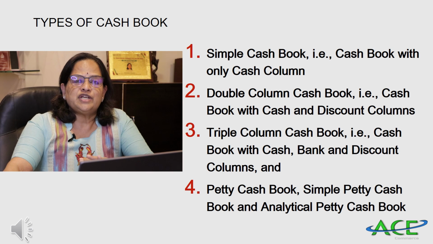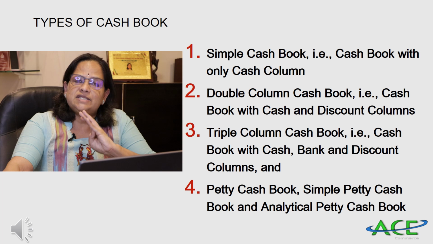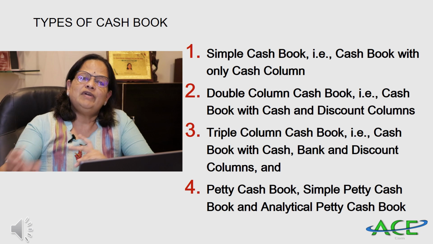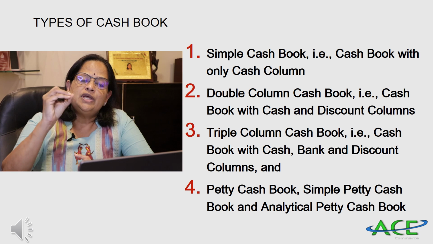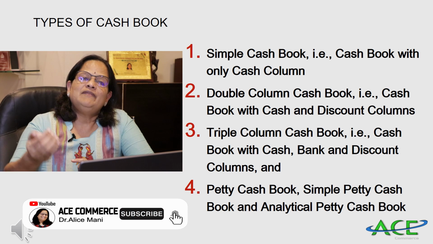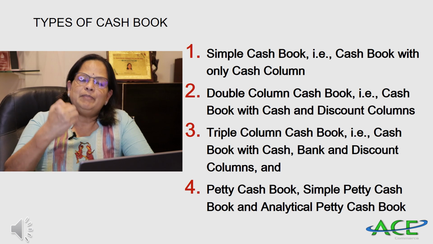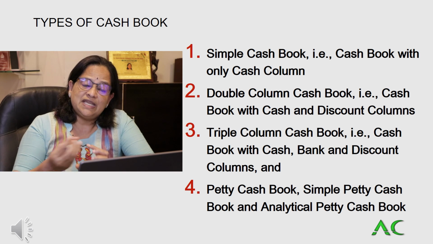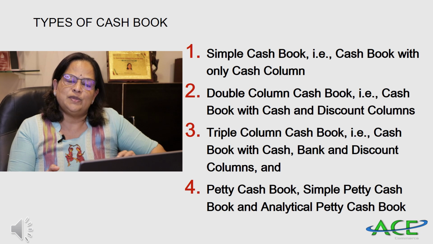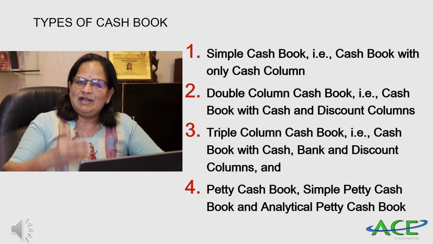Now types of cash book, I already told you. Simple cash book is cash book with only the cash column. Second one is double column cash book, where the amount column will be divided into cash and discount, 2 columns. Whereas in triple column, cash, bank and discount columns will be there. Petty cash book is for maintaining petty cash. That is the small amount we give to the cashier for weekly expense or monthly expense based on the nature of the organization. That I will explain clearly.